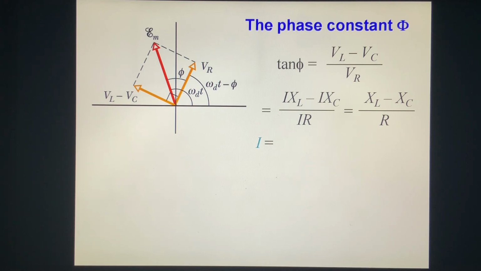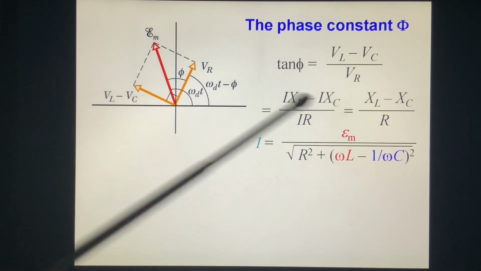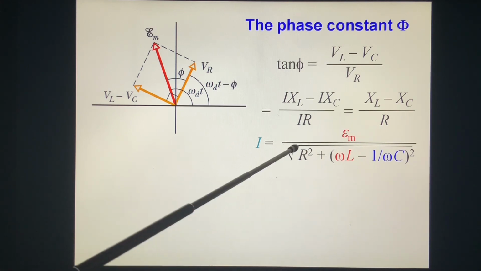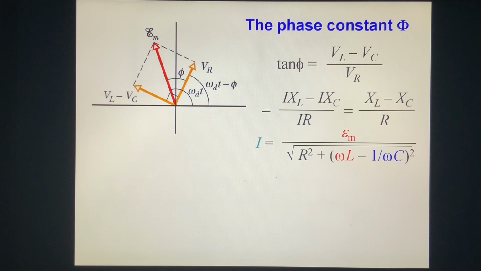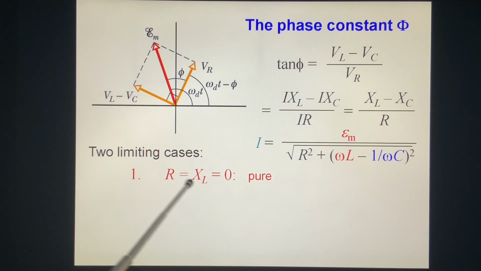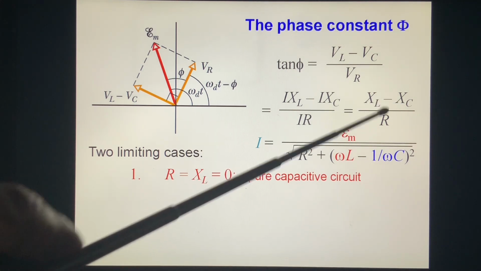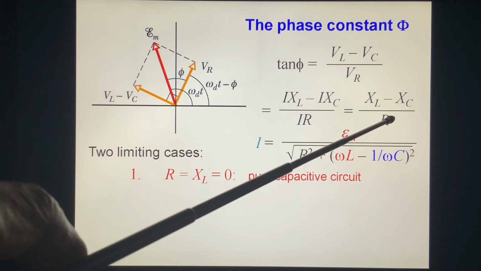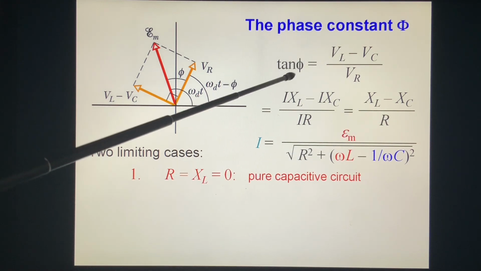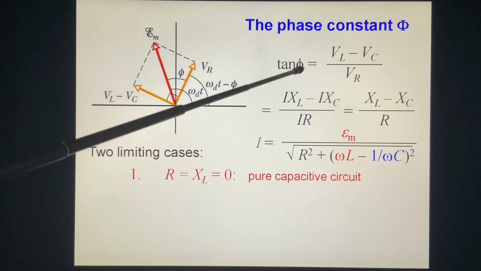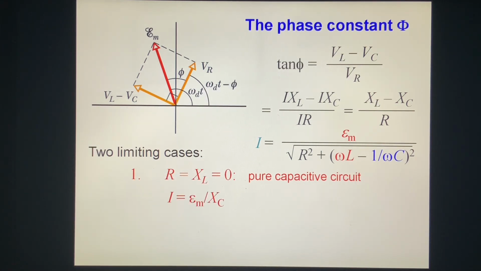Now let's study the I. The I is E over Z. Okay. We have two special cases. The first case is R and XL equal to 0. That means you have only capacitor. We don't have inductor and resistance. And you find out this is a pure capacitive circuit. Okay. And we look at this one. XL is 0. So the tangent phi is infinity, and you have a minus sign here. So this phi is minus 90 degrees.